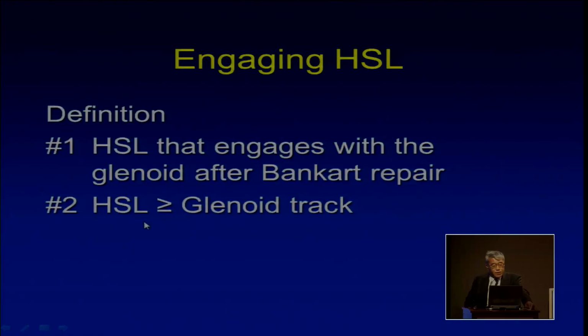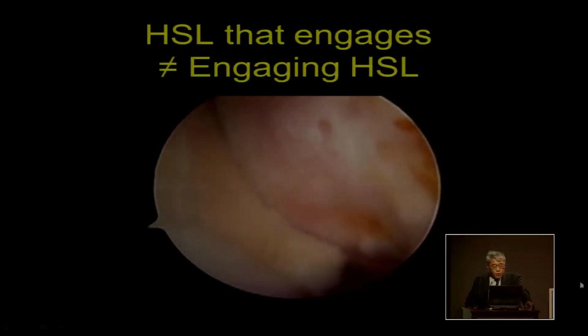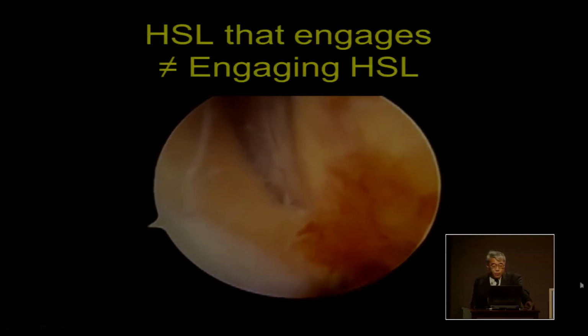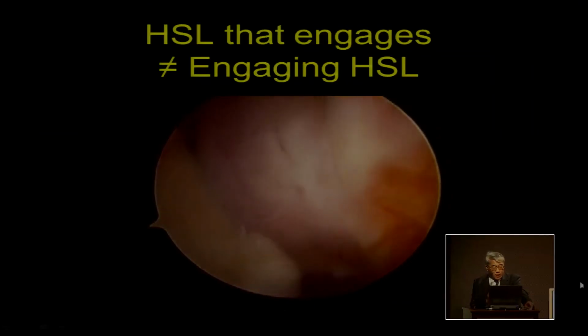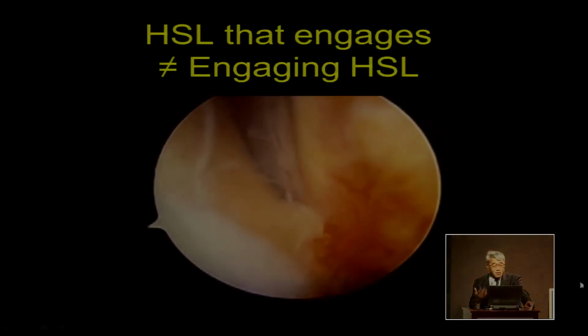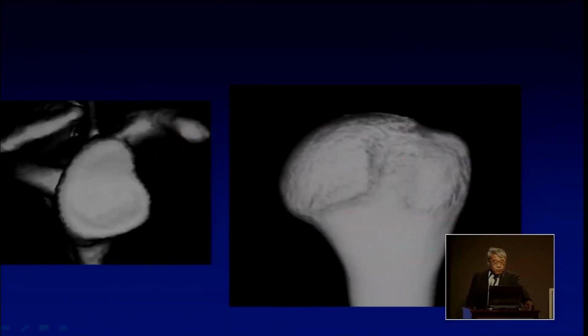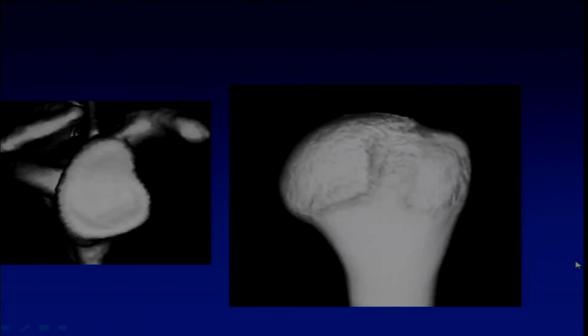When the Hill-Sachs lesion is wider than the glenoid tract, then that's a true engaging Hill-Sachs lesion. But the word engaging is confusing, because this Hill-Sachs lesion truly engages with the glenoid rim. That's true. But this is not the engaging Hill-Sachs lesion by definition. So it's very confusing. So we propose a new concept, new terminology.